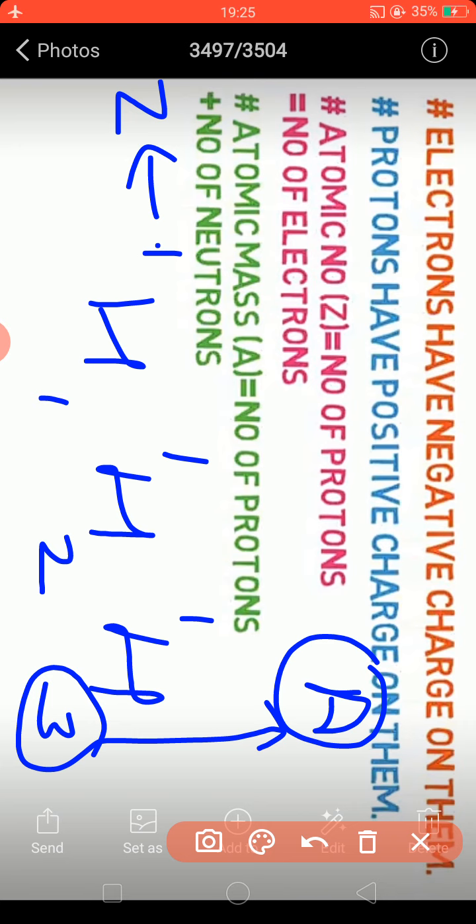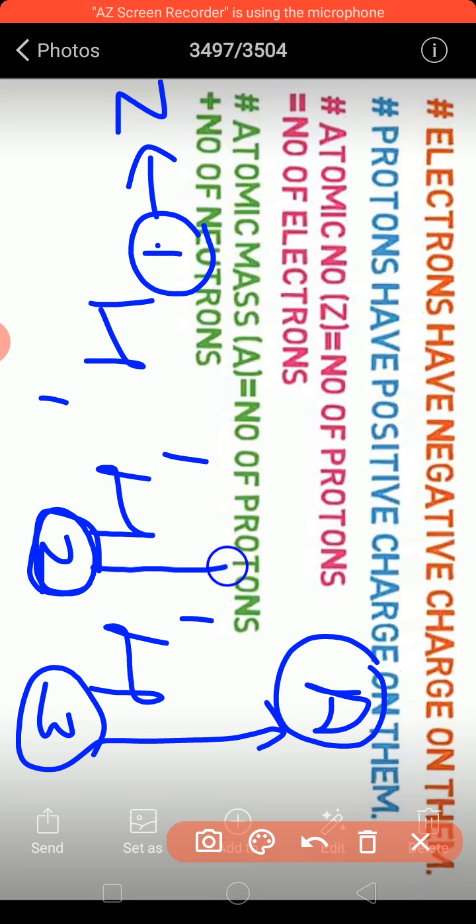Isotopes means they have the same atomic number but different atomic mass. Their atomic number is the same but the mass is not the same. Why is the mass not the same? Because the number of electrons is always equal to the number of protons. So if there is one electron here, there will be one proton as well. Now the extra mass that is coming, what is it because of? That is because of your neutron.